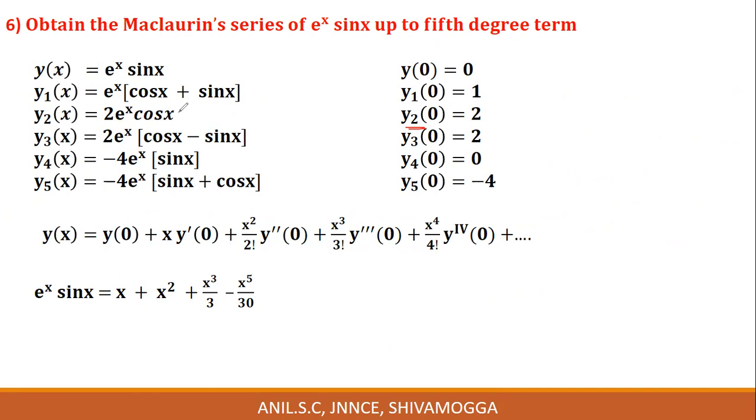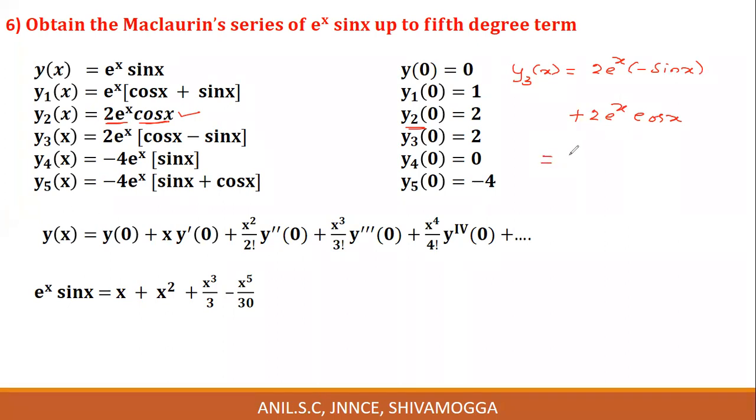To find y3, we again differentiate this expression, treating 2 into e power x as first function and cos x as second function. Differentiate. Derivative of y2 is y3. y3 means y3 of x. This is equal to, keep 2 into e power x as it is, first function. Derivative of cos x is minus sin x, plus derivative of 2 into e power x is 2 into e power x itself into cos x.